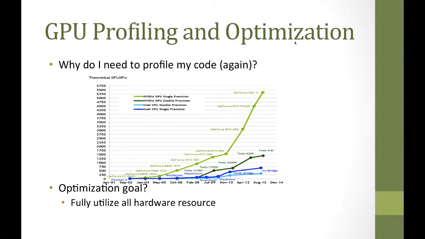The optimization goal is very simple: to fully utilize all the hardware resources. If you want to run code very fast, you should use all the hardware resources on the GPU, not only the computing units but also the memory controller. Everything on the GPU, every piece of hardware, is available for you to use, and you'd better use all of them.